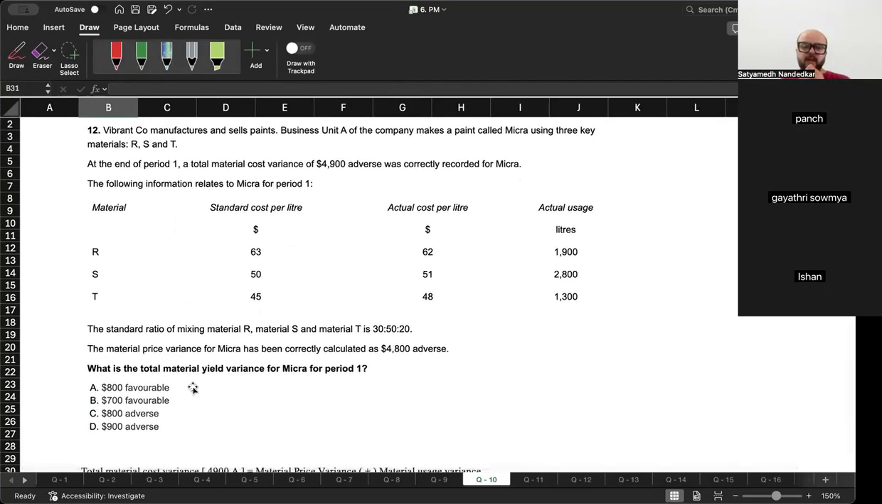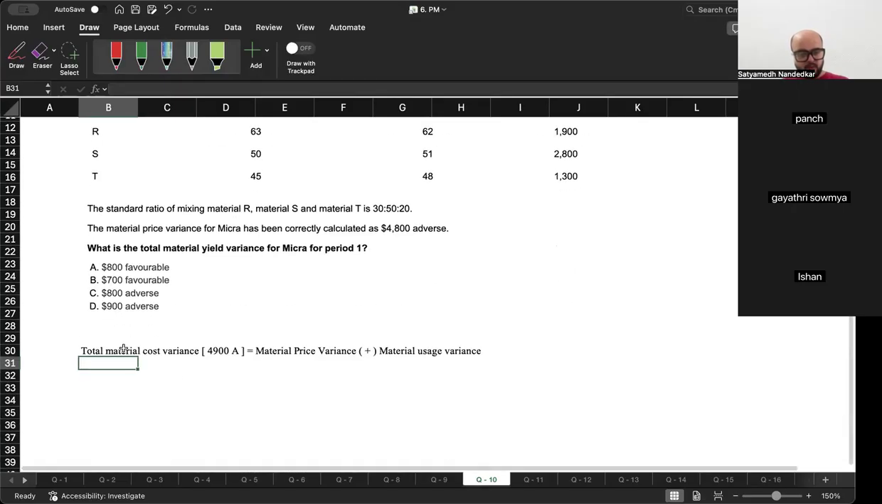Then the following information relates to Micra for period 1. R, S, T: standard cost per liter 63, 50, 45. Actual cost per liter 62, 51, 48. The standard ratio of mixing R, S, and T is 30 is to 50 is to 20. The material price variance has been correctly calculated as 4800 adverse.